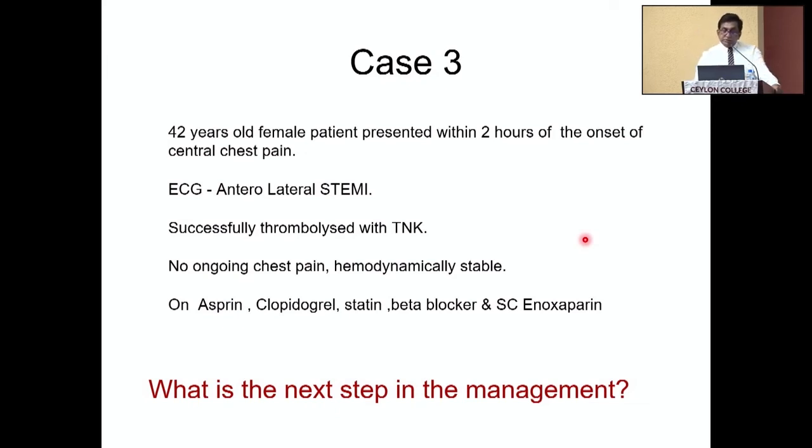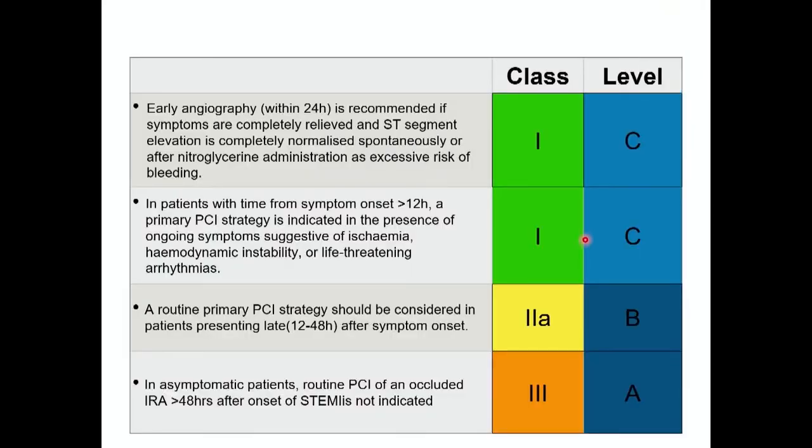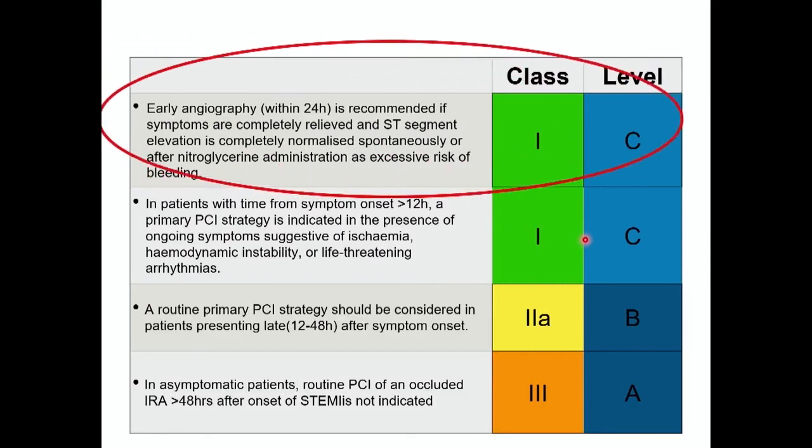Now we have given thrombolysis. The patient came early, the patient is from a far away place, we can't give PCI, so we give thrombolysis. Now what are we going to do? This is our guideline. Early angiography within 24 hours is recommended if symptoms are completely relieved and ST segment elevation is completely normalized, spontaneously or after TNK. So even if it is calm, within 24 hours the patient should have angiography. I know this is not practicable in our setup, but this is our goal. One day we have to achieve this goal.